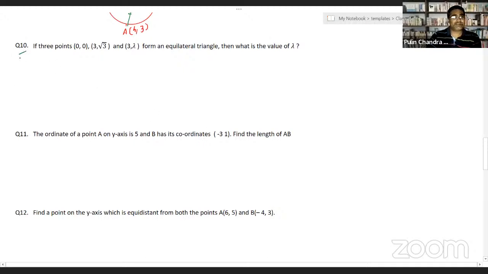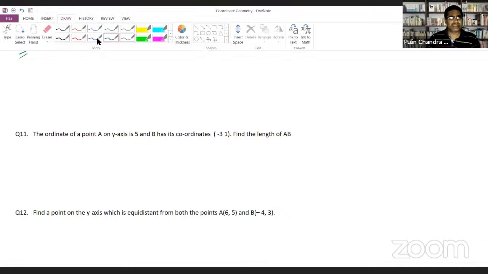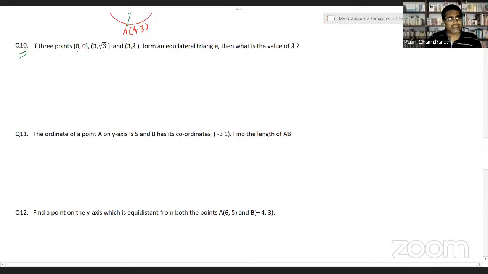नेक्स्ट आते हैं और एक इंपॉर्टेंट क्वेश्चन में, ये भी बहुत बढ़िया क्वेश्चन है. If 3 points, ये जो 3 पॉइंट है, इन 3 पॉइंट्स के बारे में बोला है. If these 3 points form an equilateral triangle. Equilateral triangle का मतलब है all sides are equal. एक ट्राइंगल का सारे साइड्स इक्वल होने से इसको इक्विलेटरल ट्राइंगल बोलते हैं. तो फिर व्हाट इज द वैल्यू ऑफ लैम्डा?